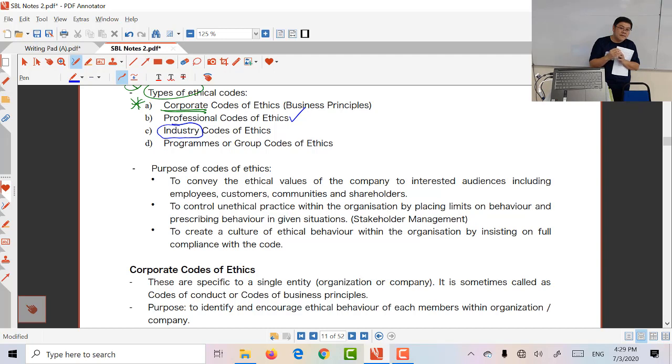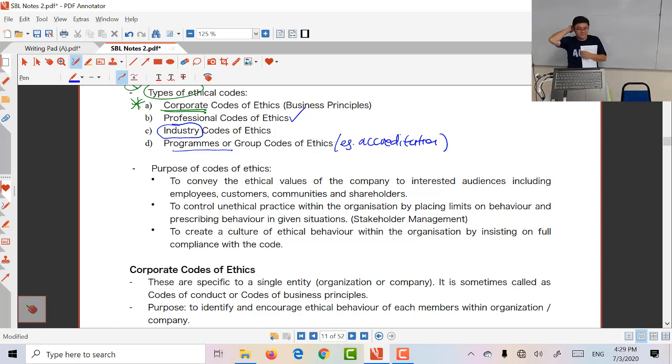manner. So that's why players in the industry, usually they can come together, then they can form an association and say that this is the standard that we uphold. And then you may want to join us to uphold the same kind of value. So that becomes an industry code, a code for the industry. Now, you can have a code for program, like some kind of accreditation, to claim that you've achieved a certain standard. Okay, now we will just concentrate on corporate code.